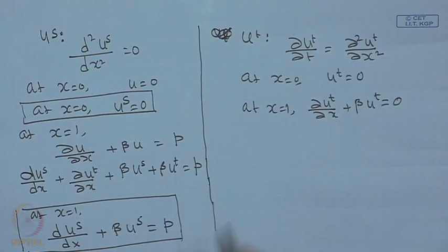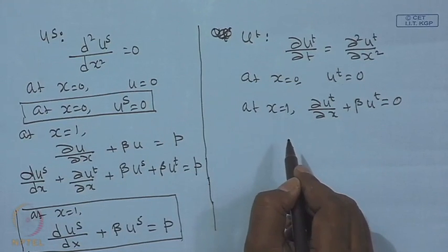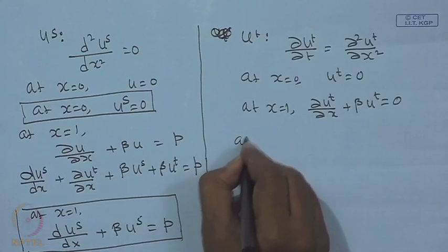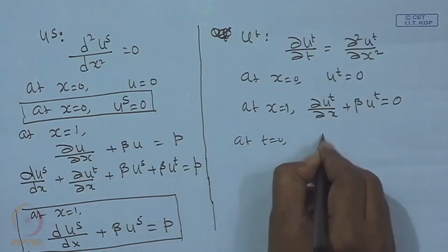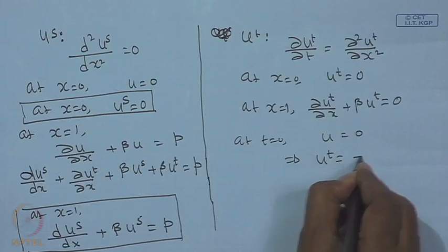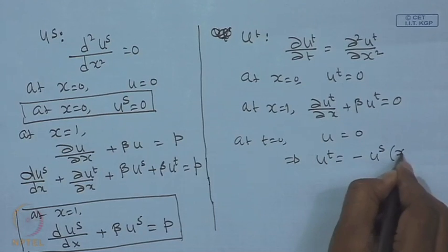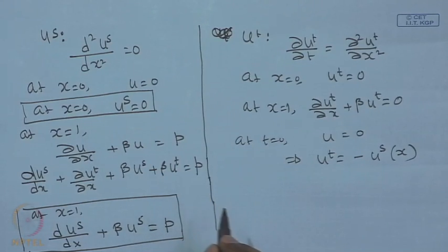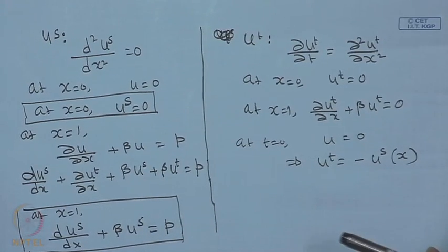steady state part, and about the initial condition of the transient solution, at t equal to 0 we had u is equal to 0 for the original problem. So, therefore, u t will have minus u s, which is a function of x. So, the solution of the steady state part has become an initial condition of the transient part with a minus sign associated with it. Now, let us look into the solution to this problem.